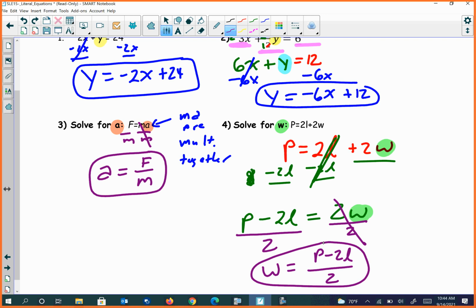So, now, this seems like an obscure kind of math. Like, why can't we just leave it alone? And I agree. As you progress further and further in math and further in science, you're going to find that by solving for a letter, this will actually allow you to take letters that you solve for and plug them into different equations.